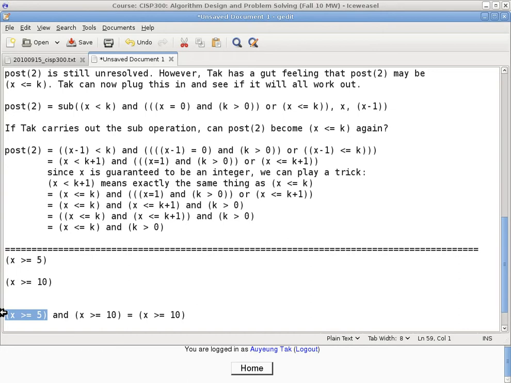Do we say that x greater than or equal to 10 is true? It's just a condition. It is not. Get rid of the other one? We say that x is greater than or equal to 10 implies that x is greater than or equal to 5.